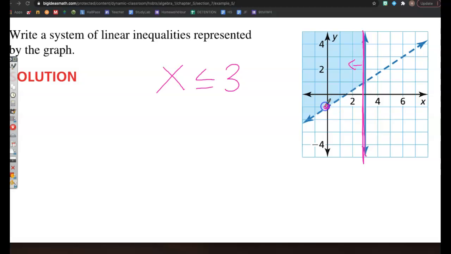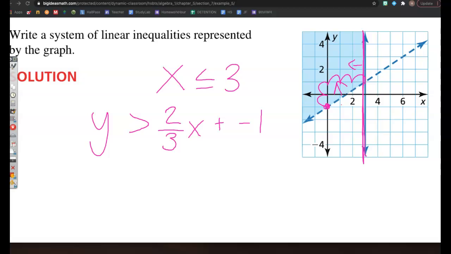For this one, what's my y-intercept? -1, plus my slope. If I rise 1, do I meet anywhere? No, so I rise another 1. Do I meet somewhere? Okay, so I rise 2, and then how many do I run? 3. So my slope would be 2 over 3, I rose 2 and ran 3, so 2/3 x. Did I shade above or below? Above, so it would be greater than. And it's a dotted line, so I don't have my equal to symbol.